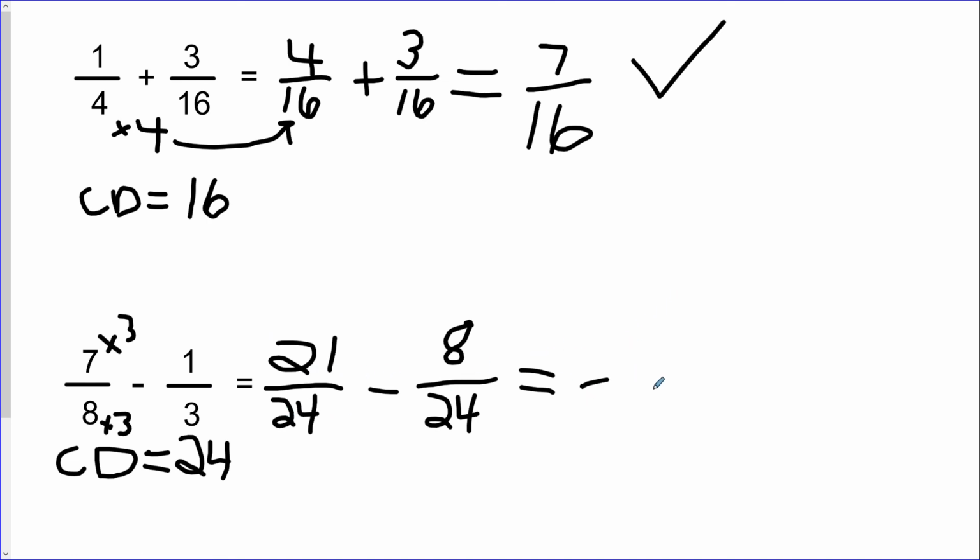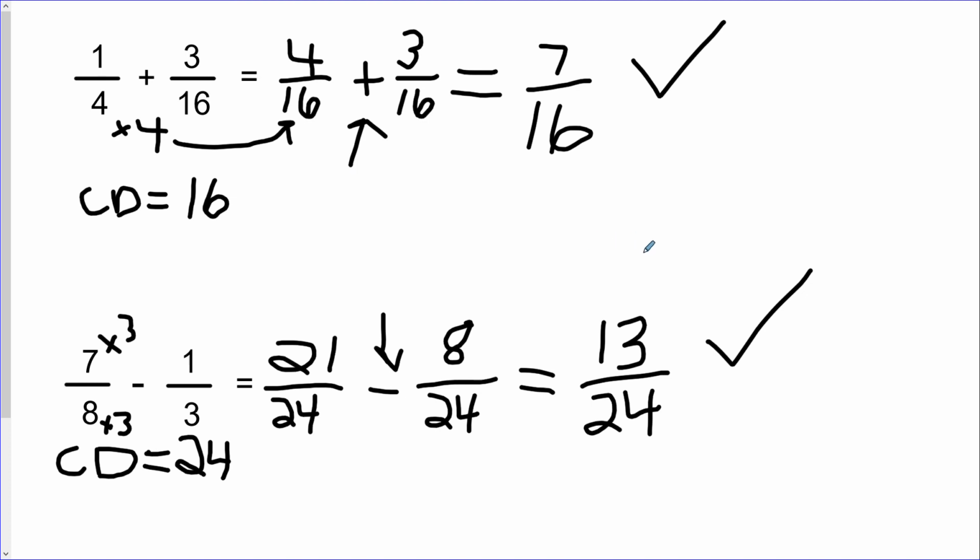Okay, so our answer then has always the same denominator once we've found the common one, and 21 minus 8 equals 13. And again, fortunately, it's already in lowest terms, so we're done. Remember to do whatever the symbol says. That time it's subtraction, this time it's addition, so make sure you're doing the right thing depending on your question.